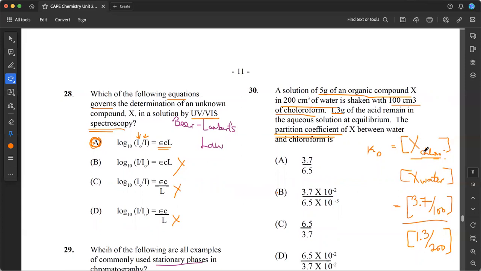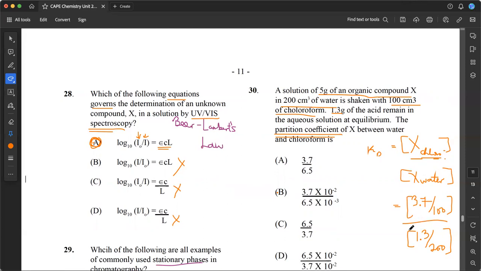So in the organic phase, there's going to be what? 5 minus 1.3 minus whatever is in our aqueous phase. So 5 minus 1.3 is going to be 3.7. And we divide that by the volume of the organic phase. So it's 100 cm cubed of chloroform. So we divide that by that. So this is just mass divided by volume for that concentration at equilibrium in the organic phase, which is chloroform.